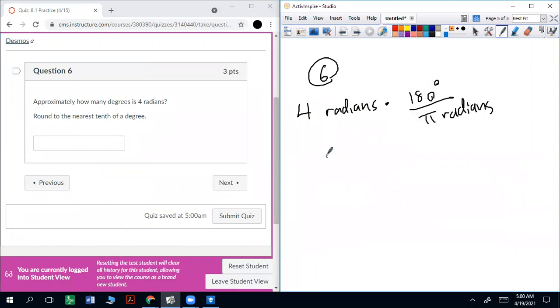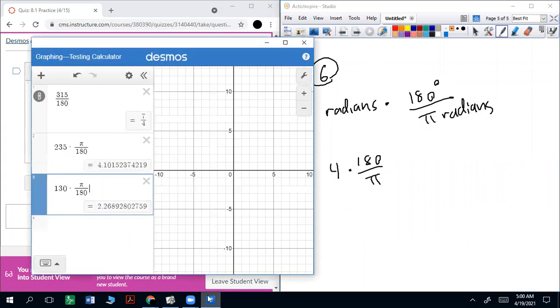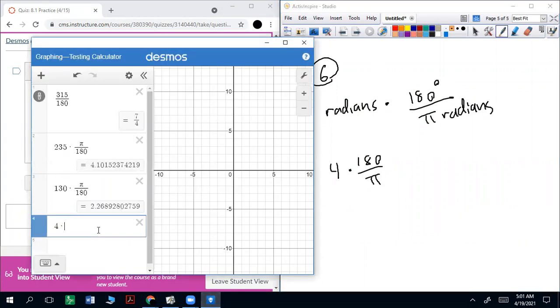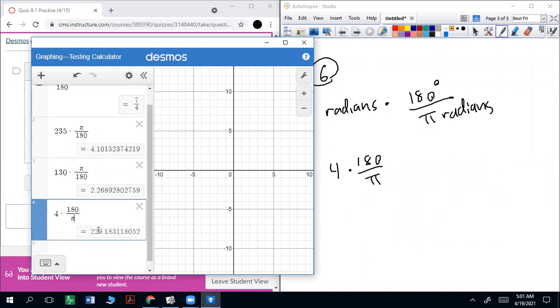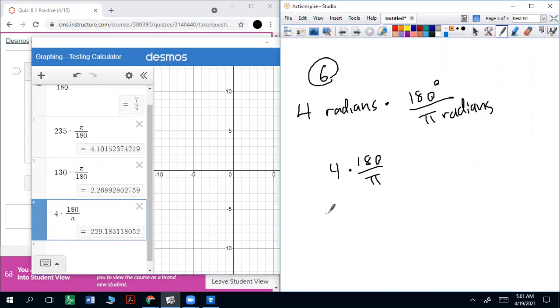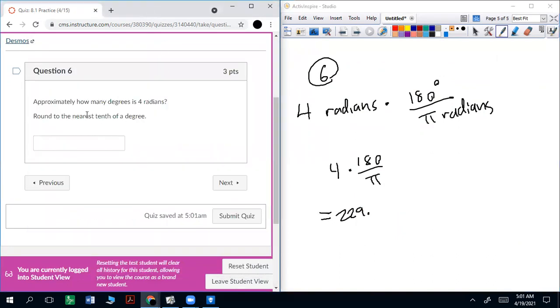So we want to know the degrees. We're going to multiply 4 times 180 over pi in the calculator. And that's going to be about 229.18. And it says round to the nearest tenth of a degree. So the 1/8 we're going to bump up to 2. 229.2 degrees.